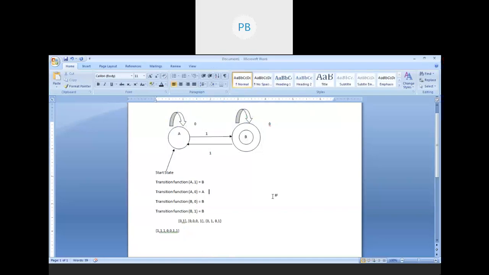This kind of graph is known as a transition graph, that means the graph which indicates the transition from one state to another with the help of some input symbol and transition function. It is known as a transition graph. Is it clear to everyone what a transition graph is?